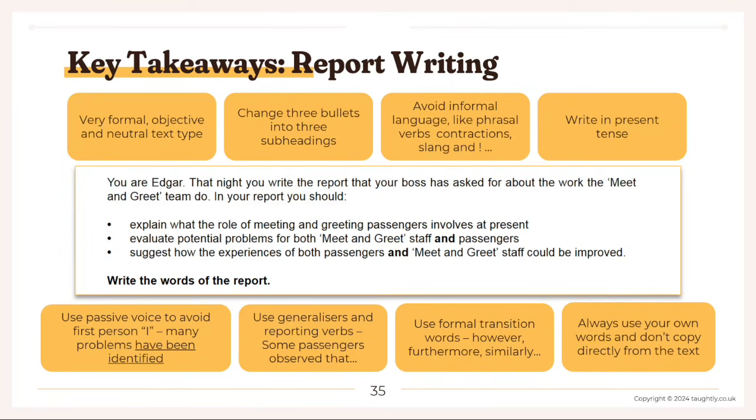Report writing is a very formal, objective and neutral text type. You should change the 3 bullet points into 3 subheadings. Avoid informal language like using phrasal verbs, contractions, slang, exclamation marks and ellipses. Write in present tense for present problems. Use passive voice if you can to avoid first person I. For example, many problems have been identified. Use generalizers and reporting verbs. Some passengers observed that. Use formal transition words like however, furthermore, similarly. And remember to always use your own words and don't copy directly from the text.